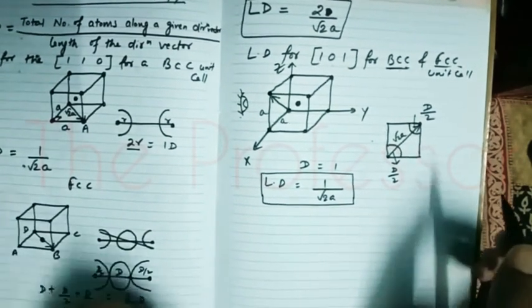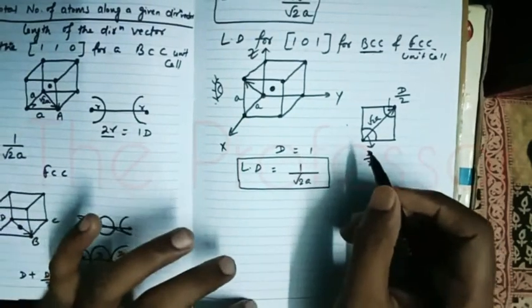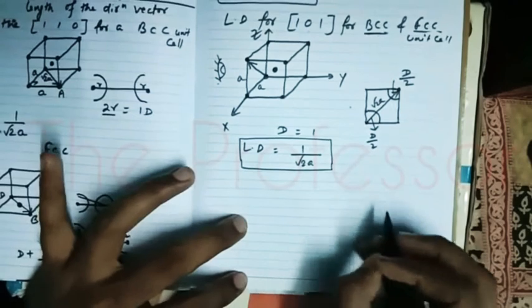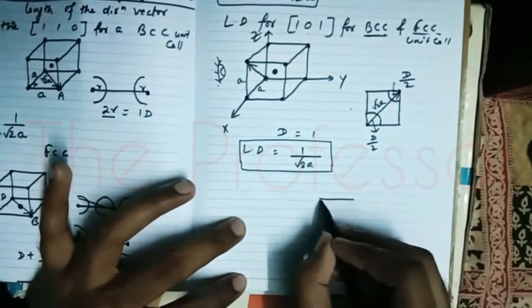Okay, now let us calculate the linear density for the same direction vector but in the FCC unit cell. So first of all, let us draw the FCC unit cell.